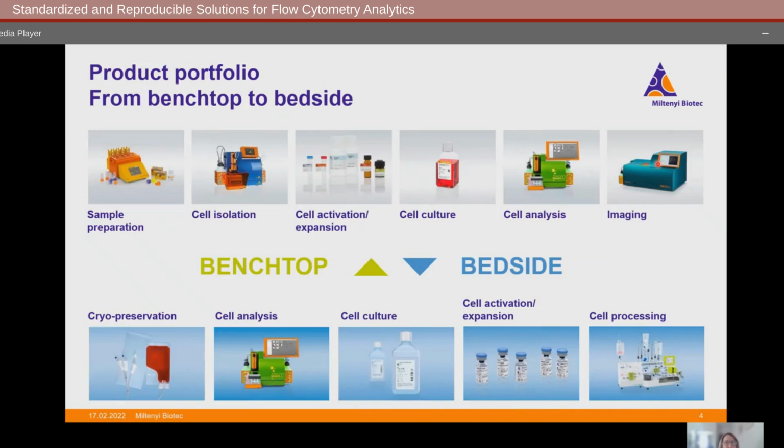We do provide benchtop to bedside products across a vast array of different types of portfolios. So anything from sample preparation using tissues to cell isolation, cell activation, cell culture products, and plenty of cell analysis products, which I will be focusing a lot on today with our MACSQuant flow analyzers and antibodies. But we also have a large imaging portfolio for high content imaging and light sheet microscopy. All of these products can help to translate that basic benchtop research to the bedside for clinical applications in areas like graft engineering and immunotherapy, which I'll be focusing more on today.